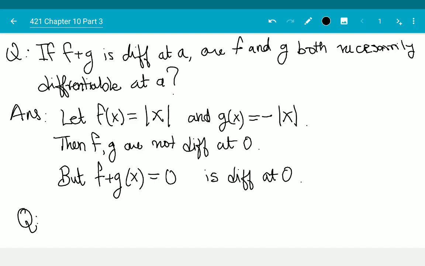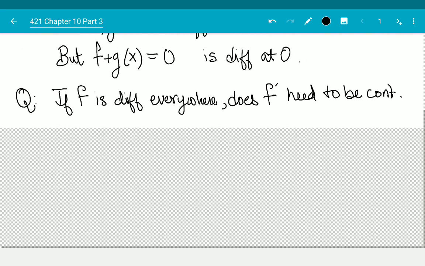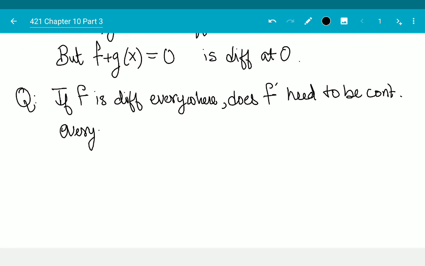Another question that we can ask is: if f is differentiable everywhere, does f prime need to be continuous everywhere? Or can there be a point a where, even if f is differentiable at that point, f prime is not continuous at that point?